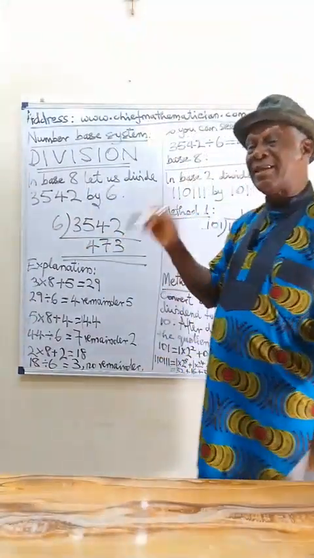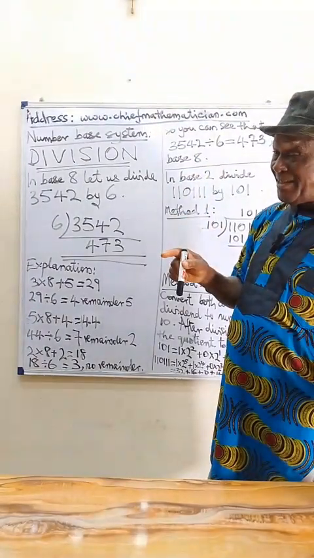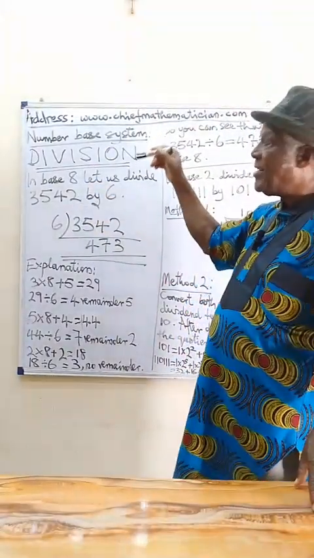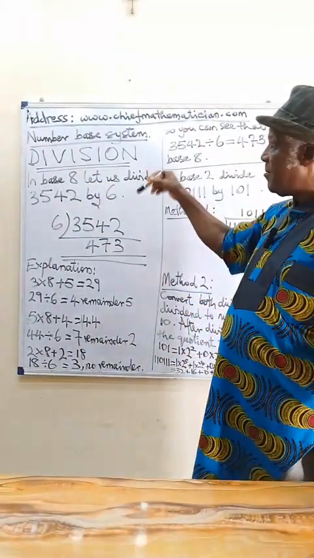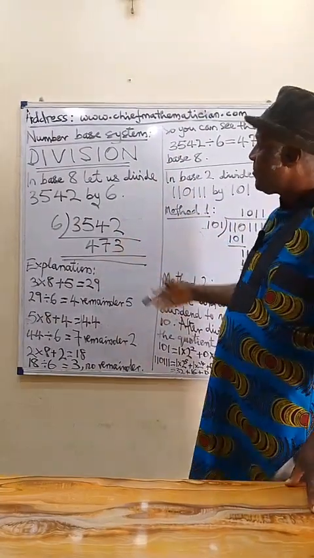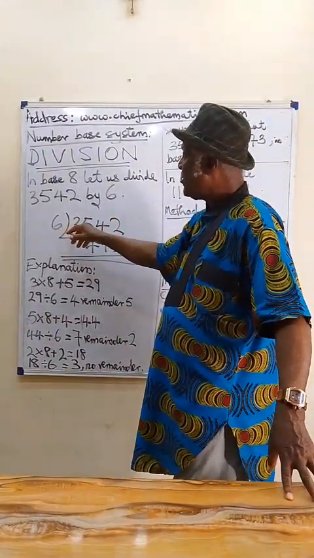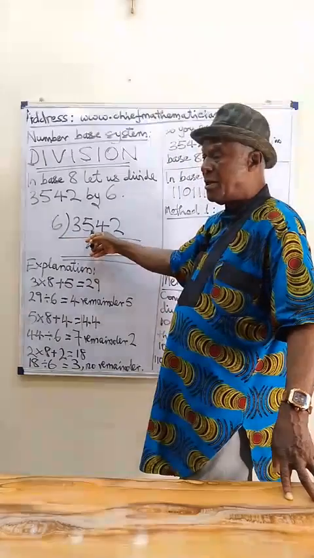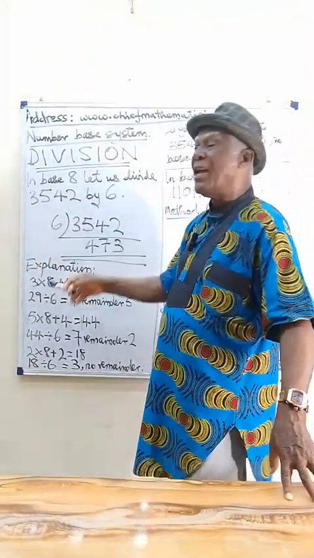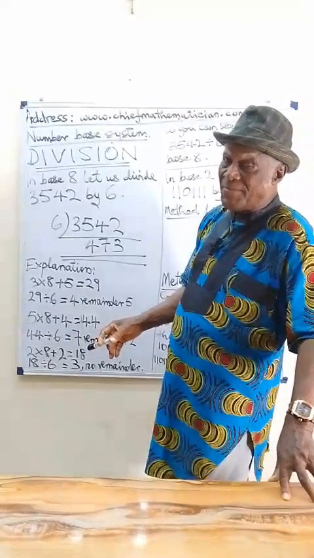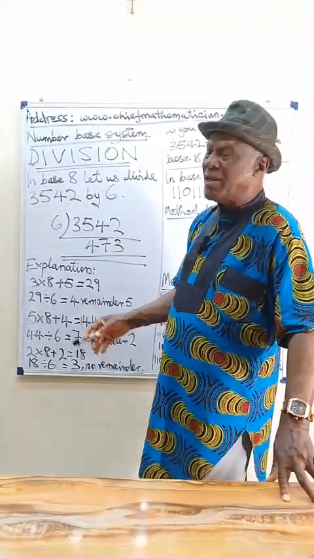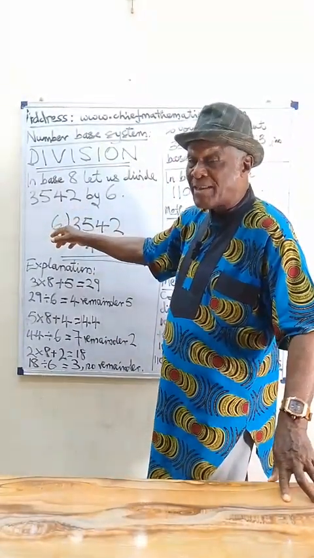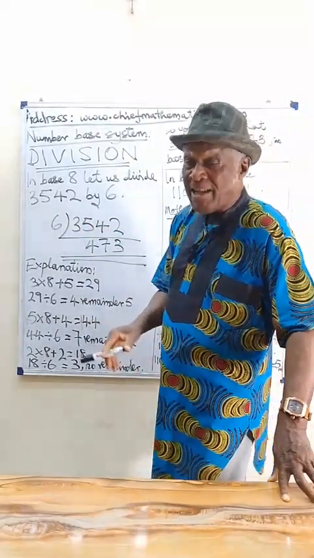Please take note that we are doing this division in base 8. I don't want us to be confused by looking at dividing by 6 and thinking that we are working in base 10. We are working in base 8, so everything we see here is in base 8. So 6 cannot divide 3. You don't say 6 divides 35. You can only say 6 divides 35 if you were working in base 10. How did you get 35? 3 bundles of 10 plus 5. But you are working in base 8.